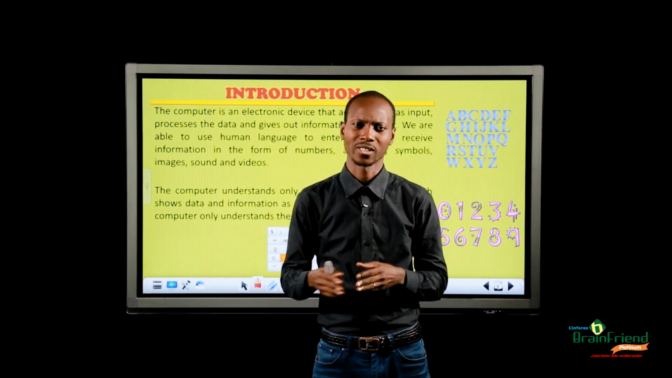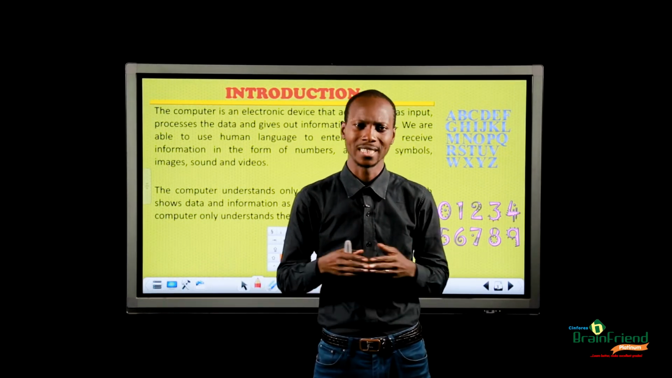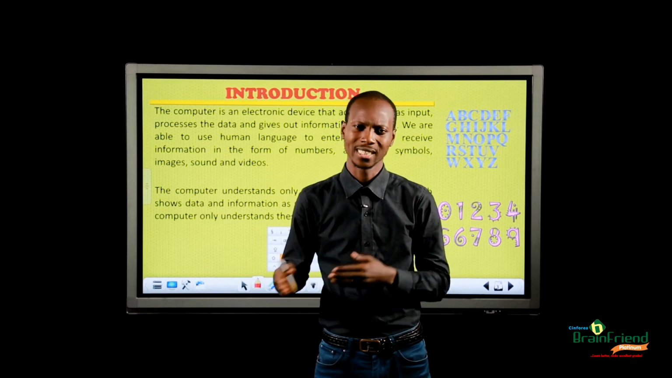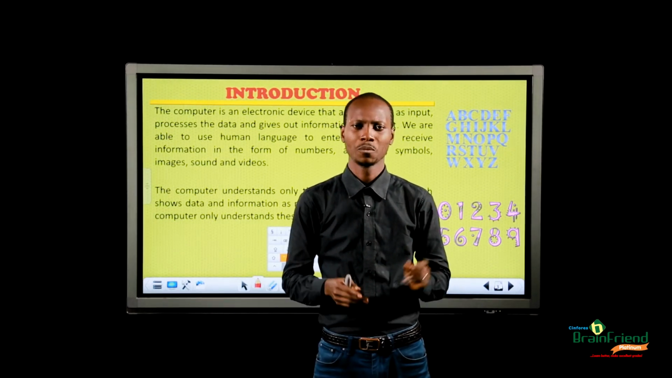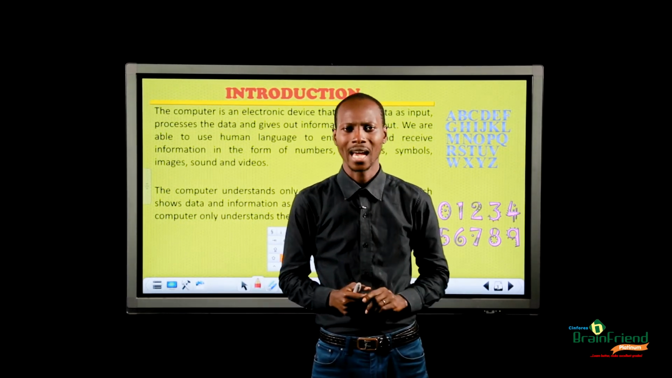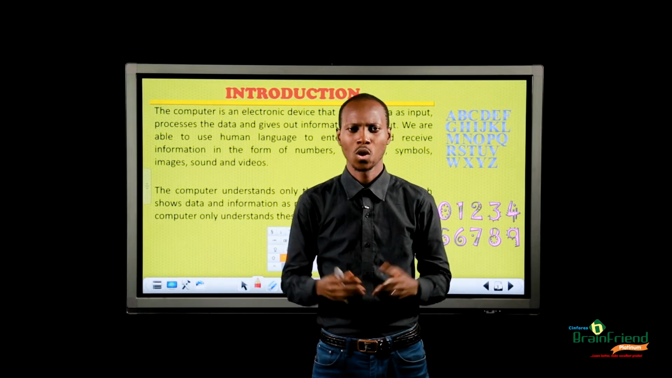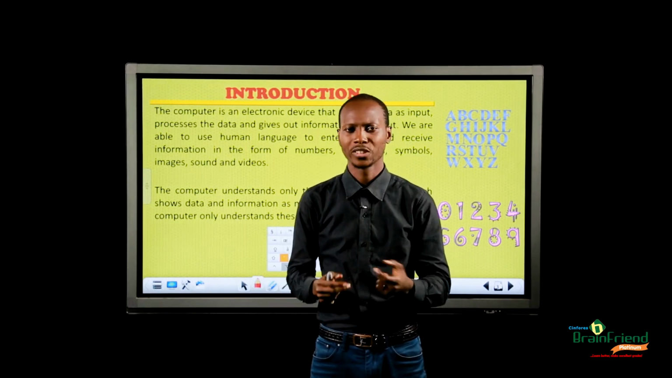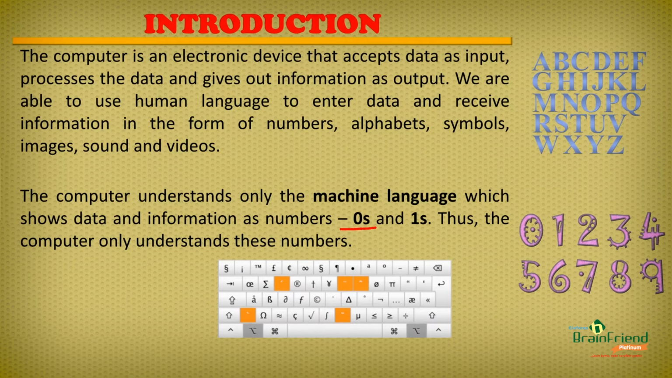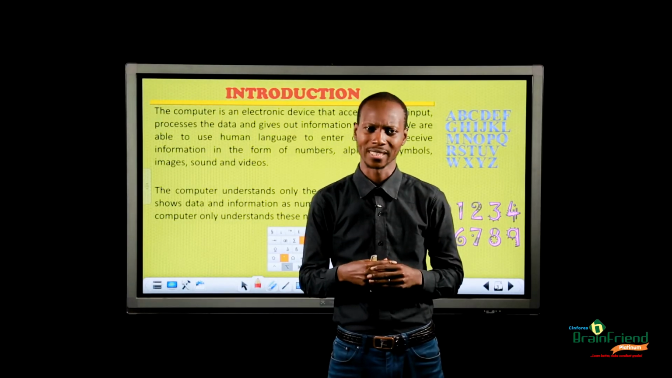A computer is a processing device that accepts data in human language as the input, converts the data into machine language, processes, and gives out information as the output. You may ask, what is a machine language? A machine language consists of binary digits, which are zeros and ones. The binary number system is one of the number systems we have and the only language computer understands.